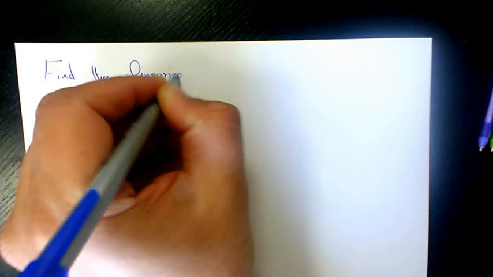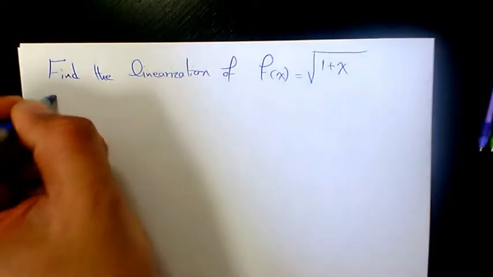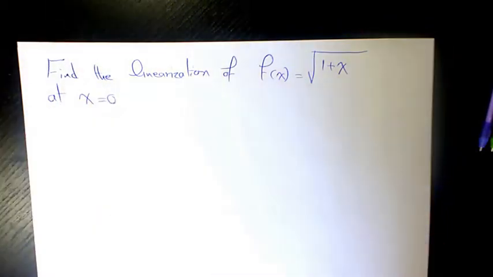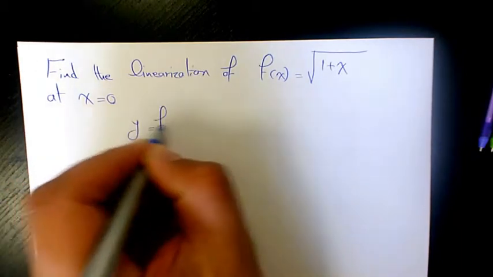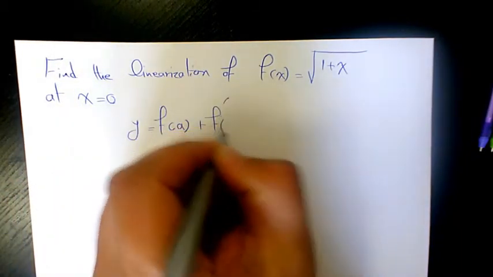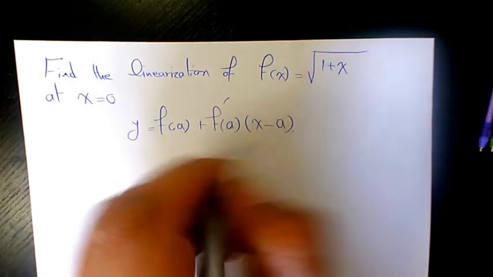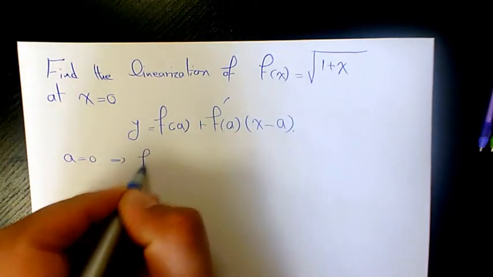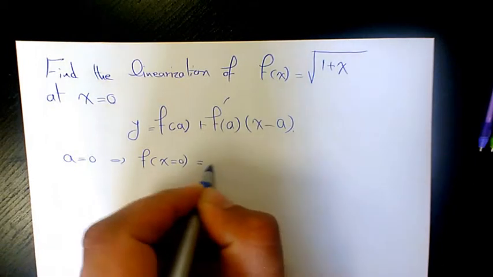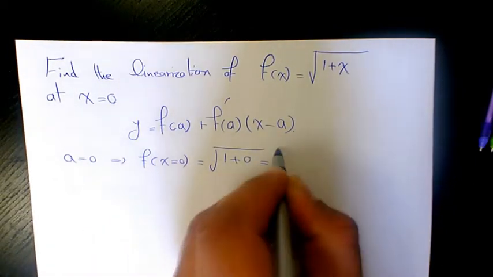It says find the linearization of f of x equals square root of 1 plus x at x equals 0. So based on the formula we had, we can say y equals f of a plus f prime a times x minus a. So a is 0 in this case. If we substitute it there, f of 0 is going to be square root of 1 plus 0, which is square root of 1, that is 1.